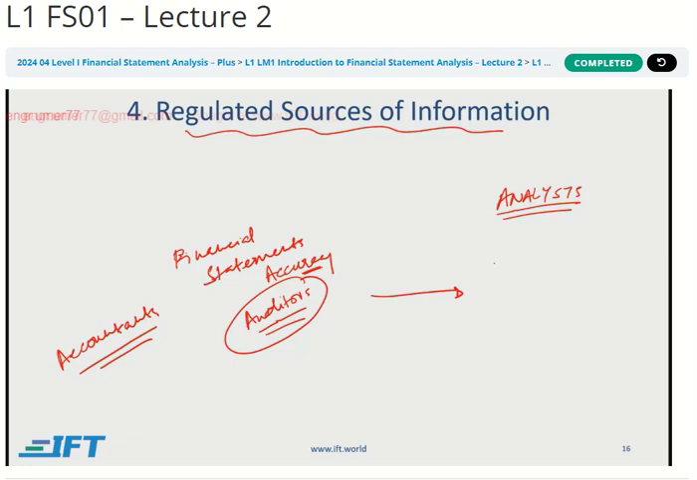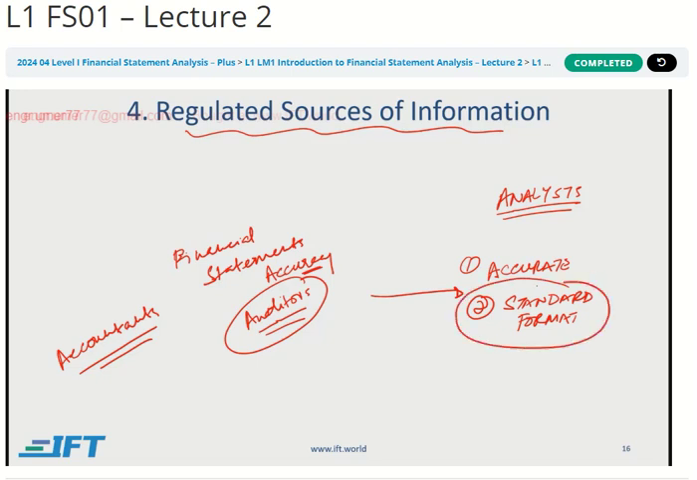And secondly, not only do we want them to be accurate, we also want them to be in a certain format, in a standard format. Why? Because then we will be able to compare different companies easily, right? Now, how do these financial statements come to be of this standardized format? There are two bodies that help us achieve this.